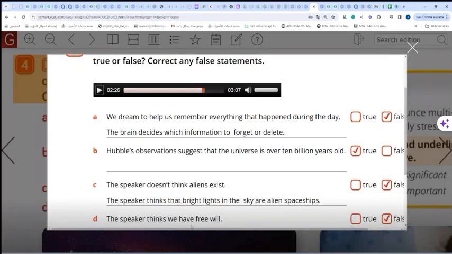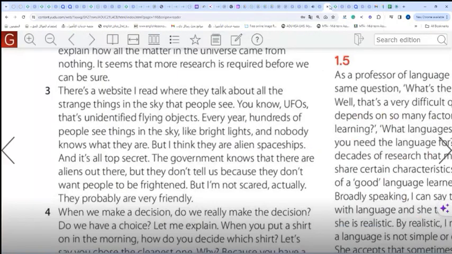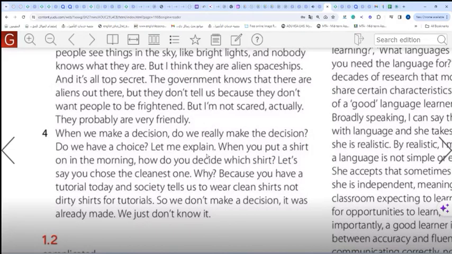The speaker thinks we have free will. So let's listen. When we make a decision, do we really make the decision? Do we have a choice? Let me explain. When you put a shirt on in the morning, how do you decide which shirt? Let's say you chose the cleanest one. Why? Because you have a tutorial today, and society tells us to wear clean shirts, not dirty shirts, for tutorials. So we don't make a decision. It was already made. We just don't know it.